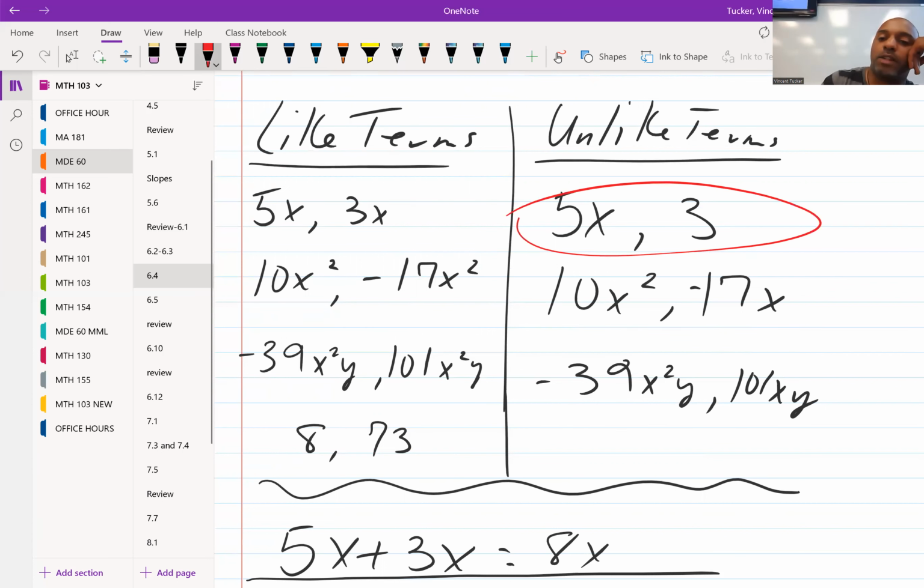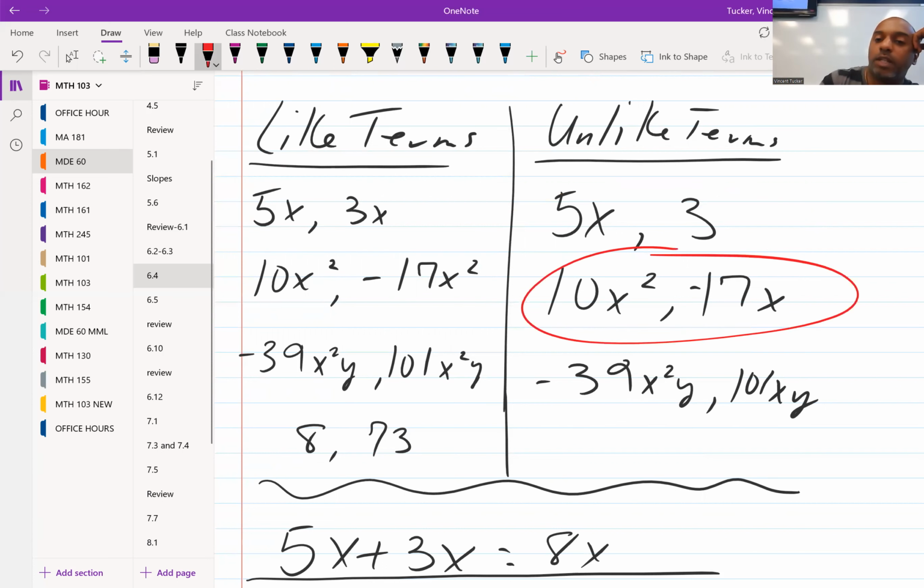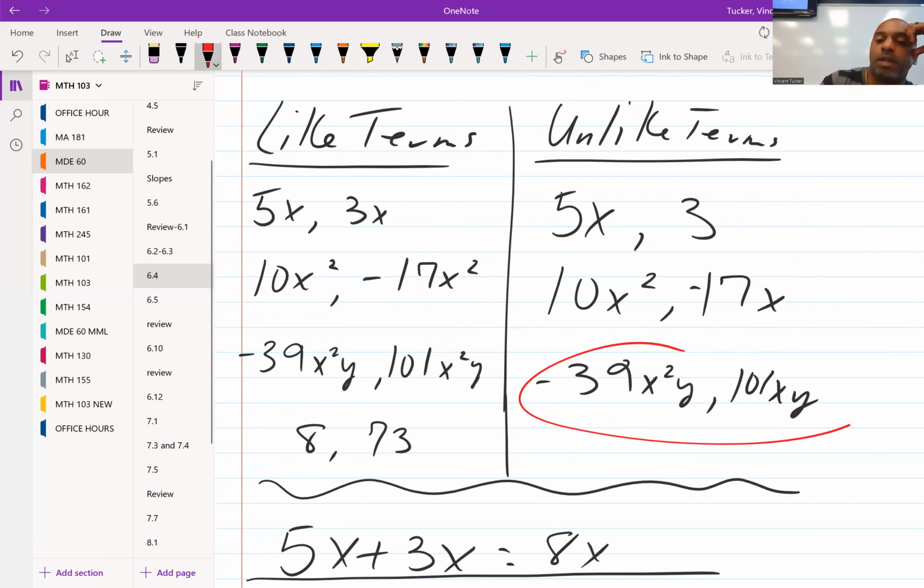So here, 5x and 3, one has x, the other one doesn't. So you cannot add them to each other. 10x squared, negative 17x, one has the power of 2 on the x, the other one doesn't. Same thing here with negative 3x squared y and 101xy. One has the power of 2 on the x, the other one doesn't. Even though both of them have x and y, there's still something different, so we cannot add them or subtract them from each other.